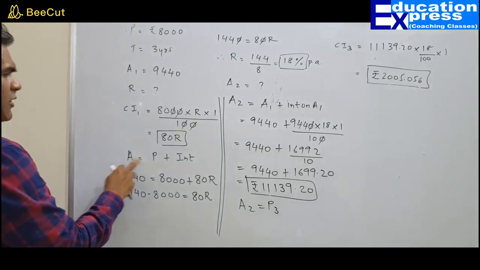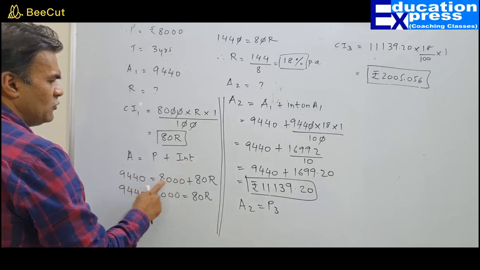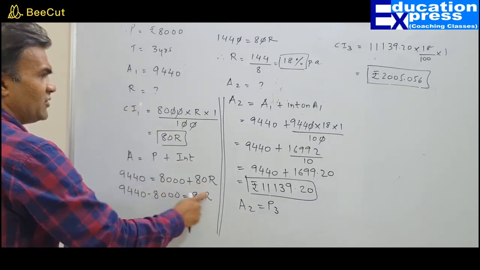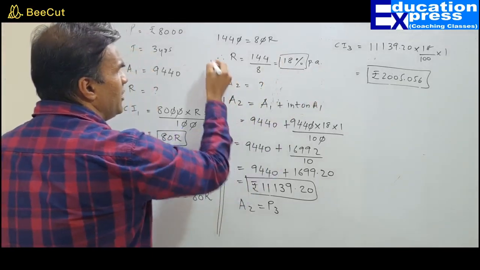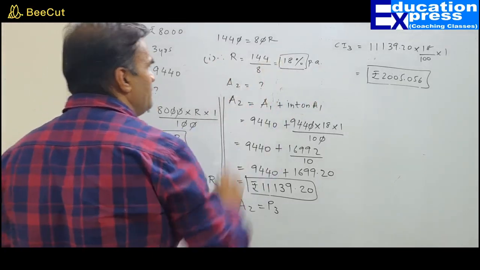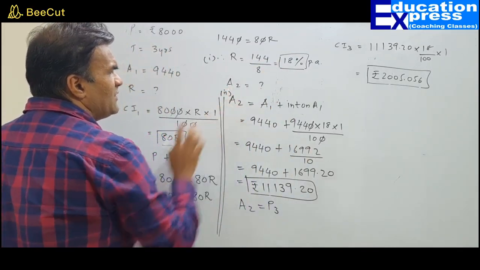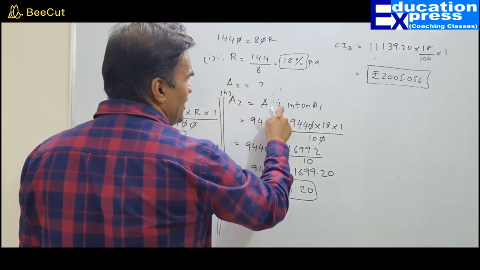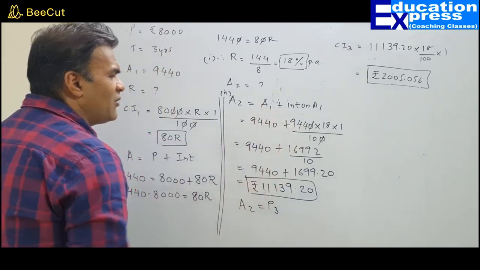As you know, amount equals principal plus interest. Amount at the end of 1 year equals principal plus interest earned in 1 year. So when we solve this equation, we got the rate as 18%. So the first part of the question is to find the rate. Second part, they are asking to find out the amount at the end of second year. The amount at the end of second year is the amount at the end of first year plus interest on the same. We found it out; it was merely a calculation.